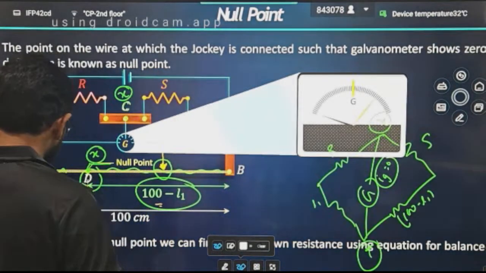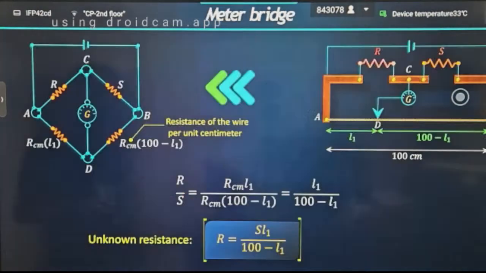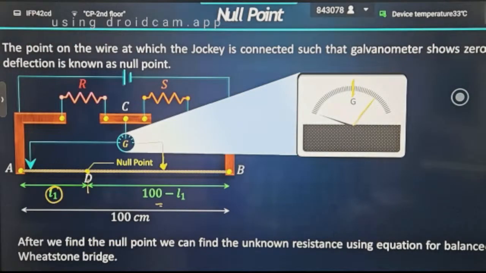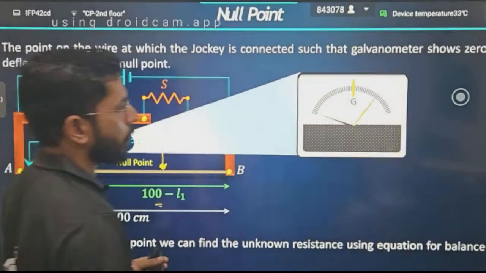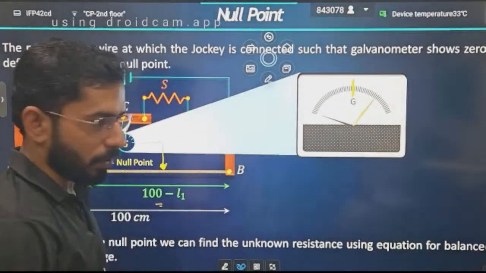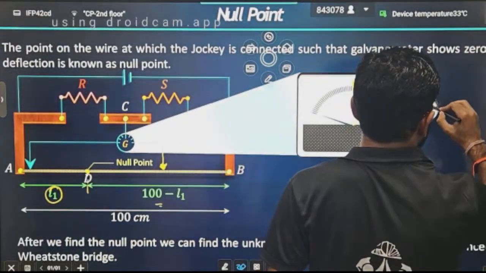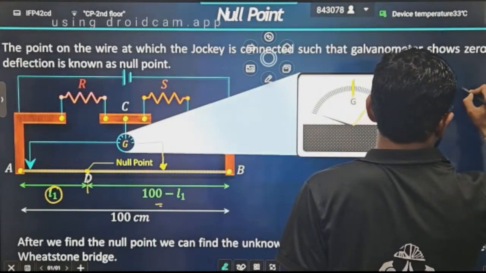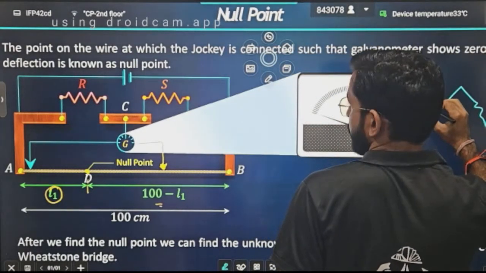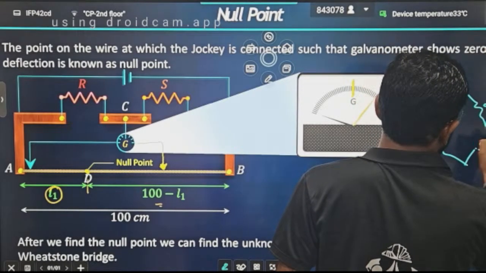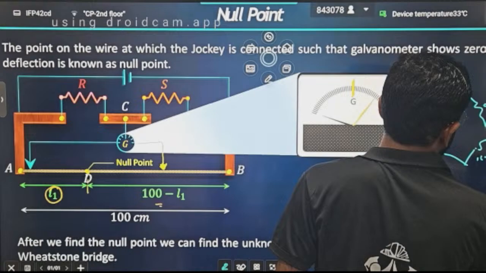How will I be writing? If I have some other page, let's derive here only. Okay. So I have drawn the diagram, again I will be drawing it. This was one relation. This resistance is given as R, that is what we have to calculate. This is S. This is L1 and this is 100 minus L1.